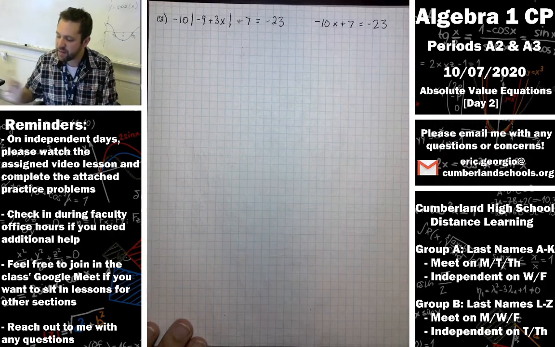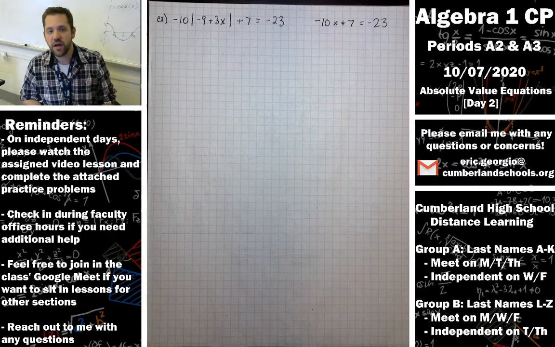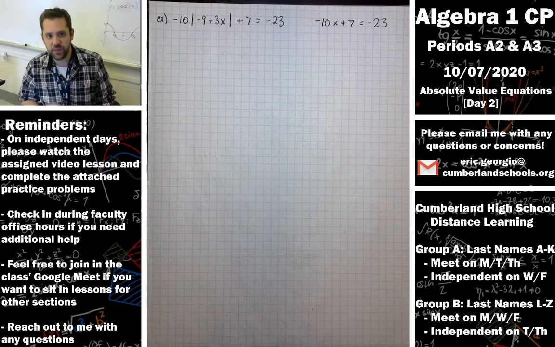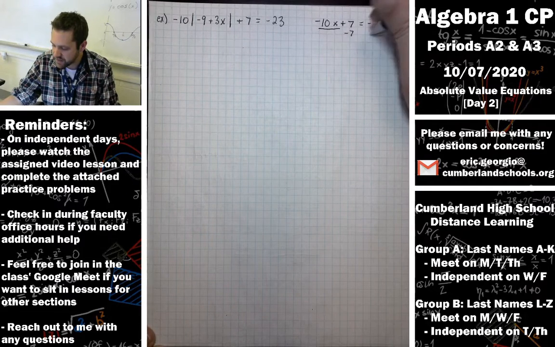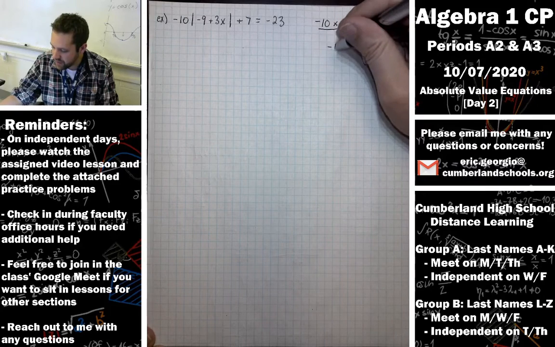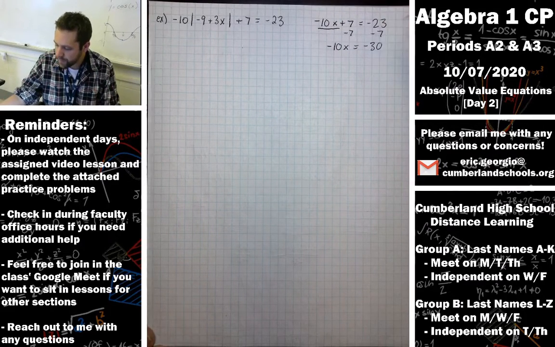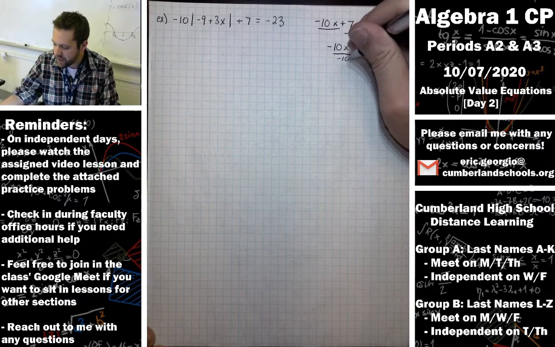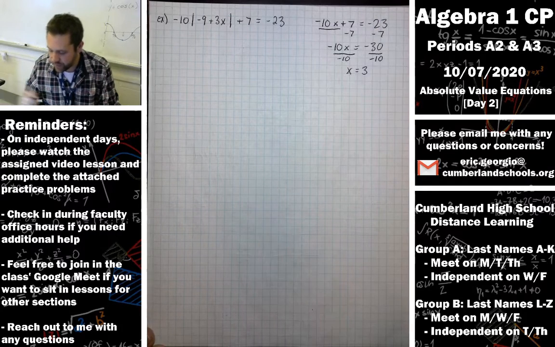Right? Forget about the absolute value for a moment. Suppose I just had that two-step equation of negative 10x plus 7 equals negative 23. How would I solve that? Well, what I would do is realize I want to get the x by itself. So I'm going to subtract 7 over to the other side, giving me negative 10x is equal to negative 23 minus 7, negative 30. And dividing both sides by negative 10, that is how I would get x alone. In this case, x would equal 3.